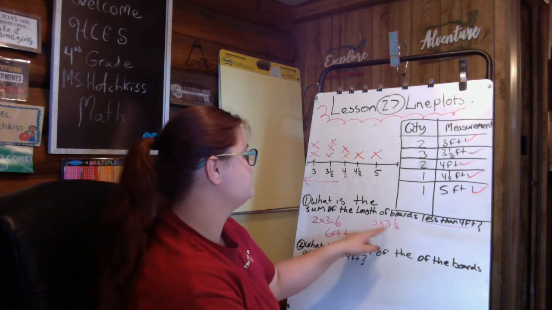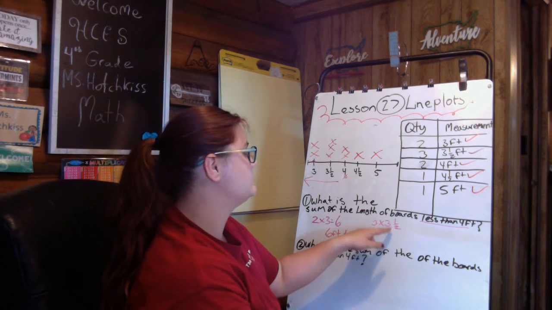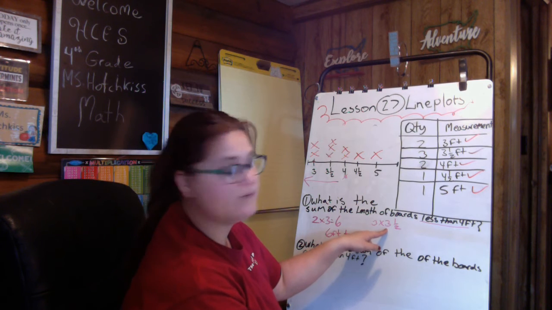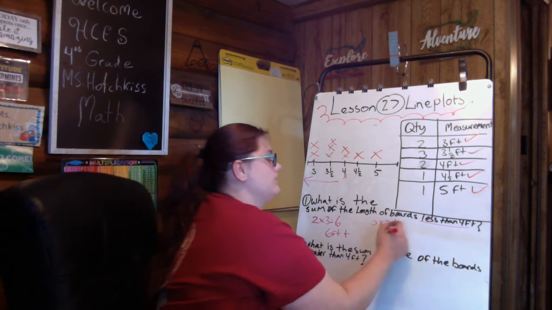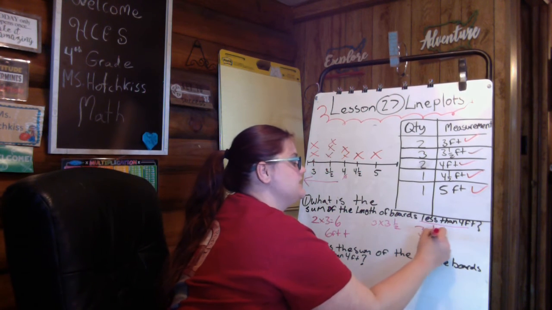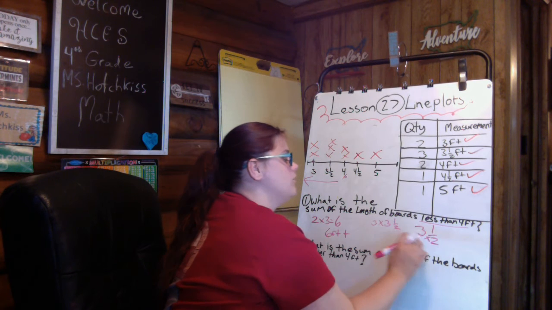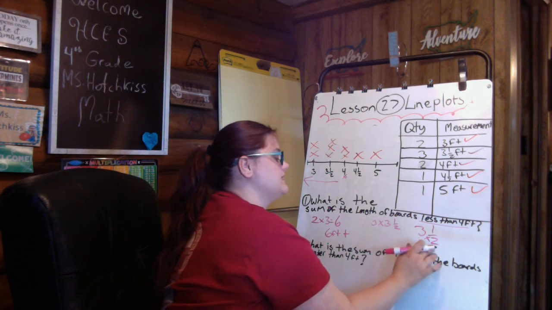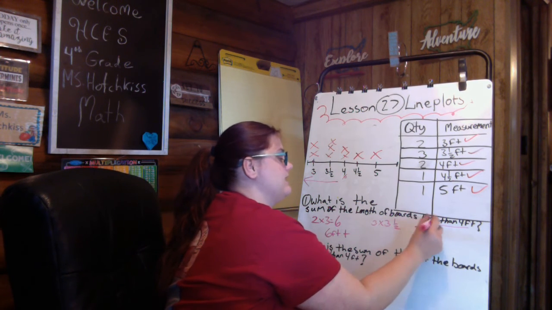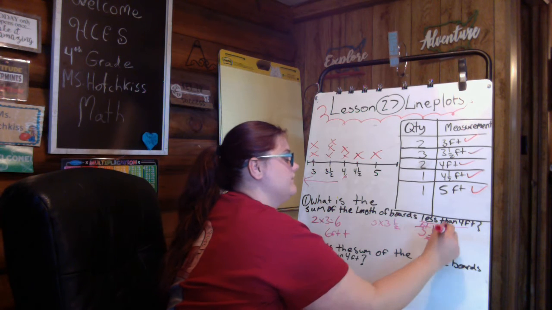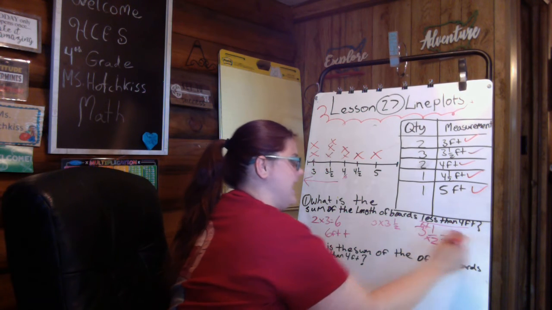Because when we multiply mixed numbers, we have to change that mixed number into an improper fraction first. So taking 3 1/2 and changing it into an improper fraction, remember, we multiply the denominator, 3 times 2 is 6, and then we add the numerator. So our new fraction is 7 halves.